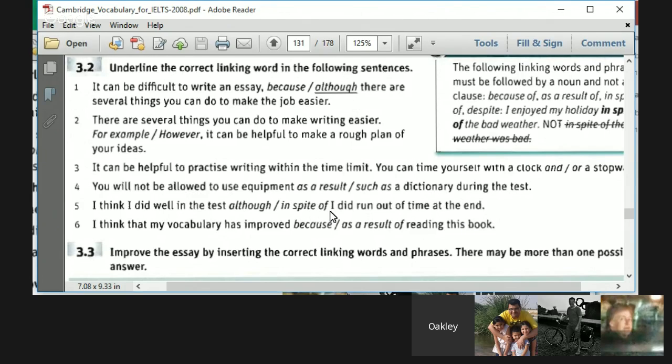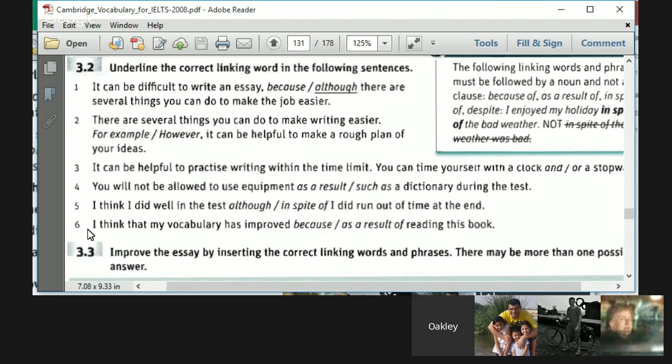It's a little bit confusing. In spite of the weather, we decided to go to the beach. Okay, that's how it's used. But in spite of the fact could be used, or what often becomes confusing is in spite of and despite. I think I did well in the test, despite the fact I did run out of time at the end. So in spite of the fact that, or despite that, is another alternative transitional that we can use.